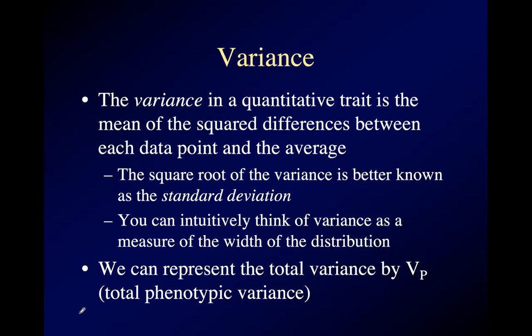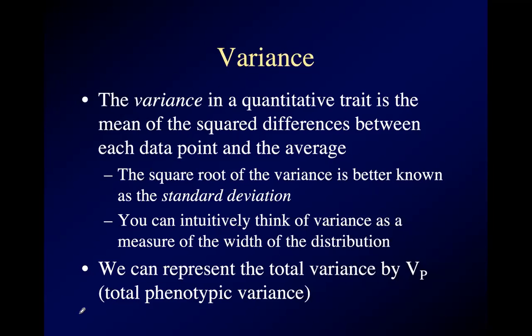Intuitively, you can think of variance as a measure of how wide the distribution is. If we have a population with a high variance, it means that bell curve is extremely wide, and many individuals might be very far away from the mean. If the variance is very low, that means the population doesn't vary much because all members of the population are very close to the mean, and that bell curve is very narrow. So you can intuitively think of the variance as the width of your bell curve.